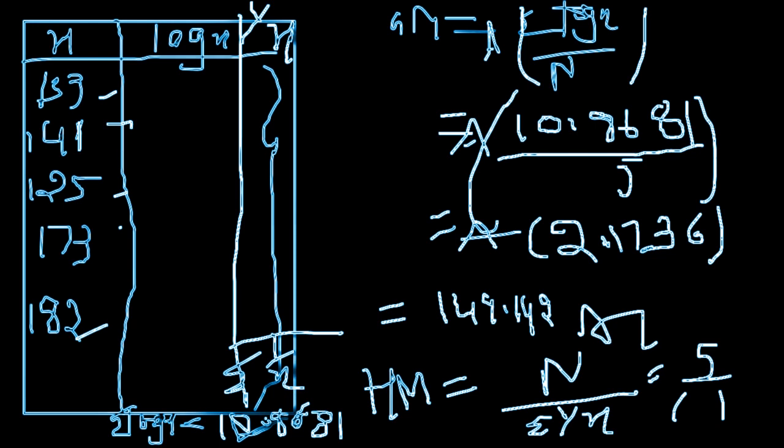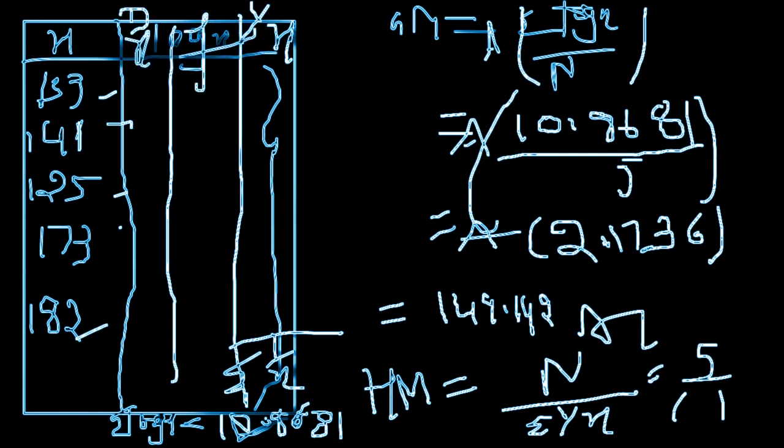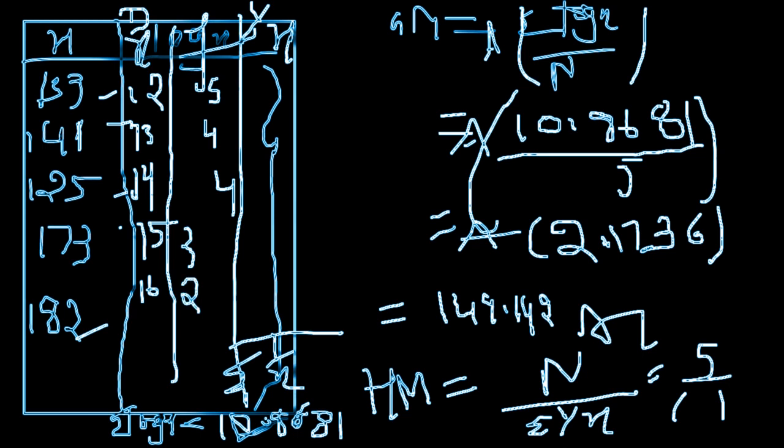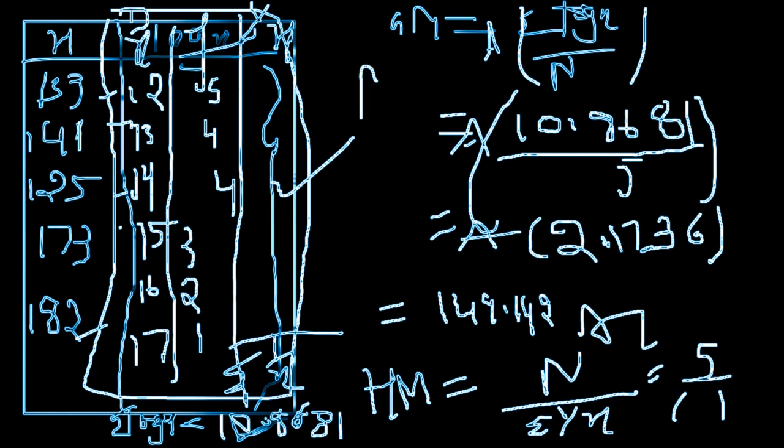Okay? And I'm giving you another question for the discrete data. Try this yourself. I guess our class is getting over. You try yourself for both geometric and harmonic mean. Your x is 12, frequency is 5. 13, then it's 4. 14, then it's 4. 15, it's 3. 16, it's 2, and 17, it's 1. Okay? This is your discrete data. Evaluate your geometric mean and harmonic mean. Try yourself, okay? I'll give you the answer tomorrow in your next class.